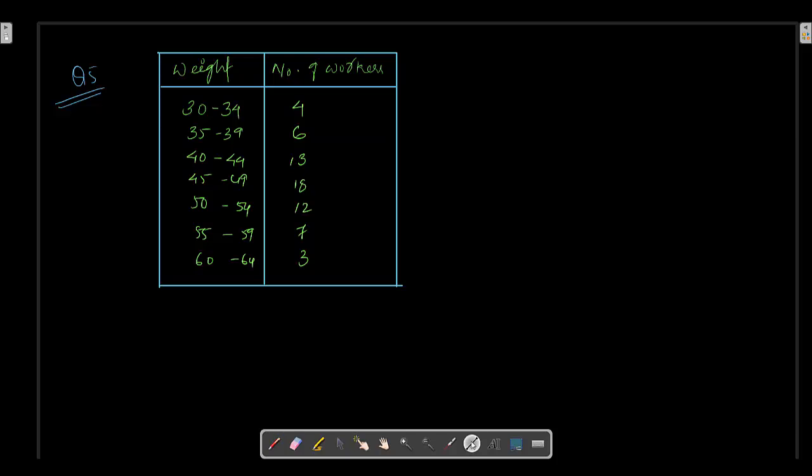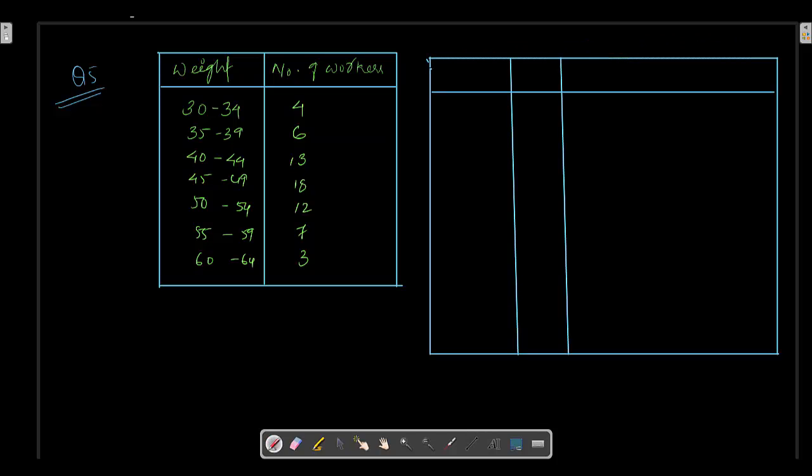So let's make a table and solve the question. Let's write down weight, and this is frequency. As mentioned, you subtract 0.5 from the lower limit and add 0.5 to the upper limit to make it a continuous series. So 29.5 to 34.5, the frequency is 4. Next is 34.5 to 39.5.